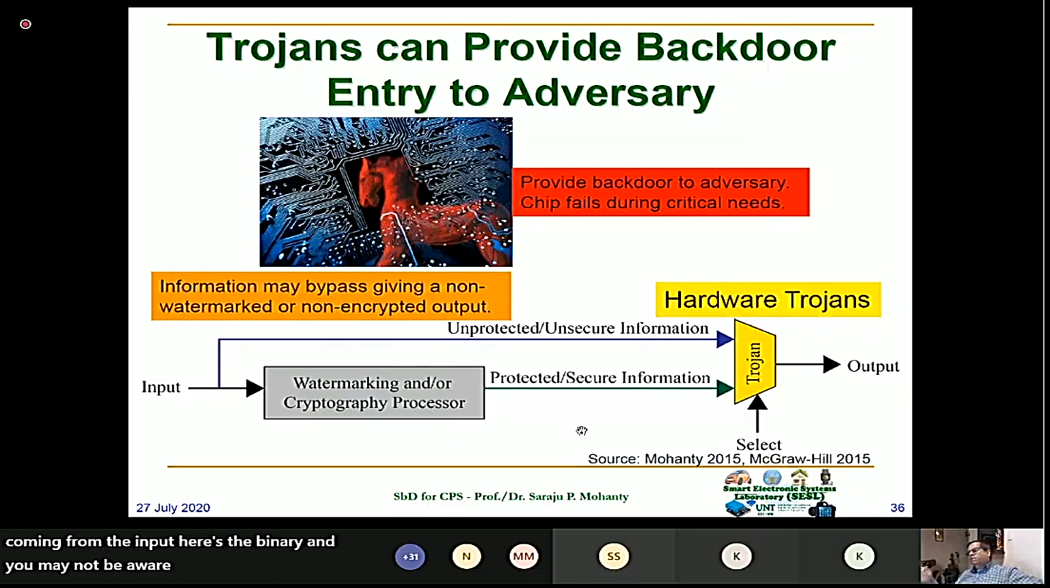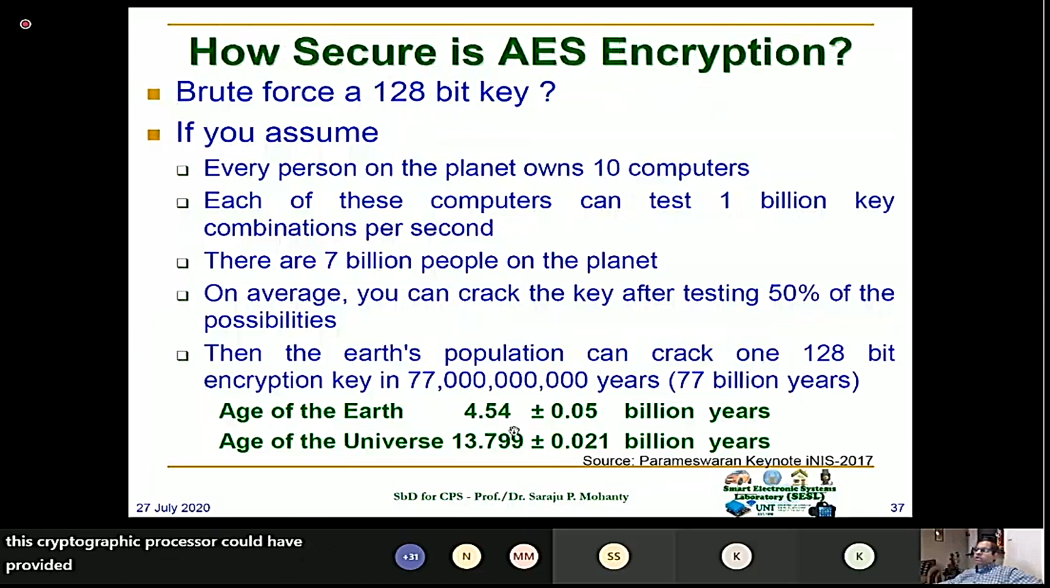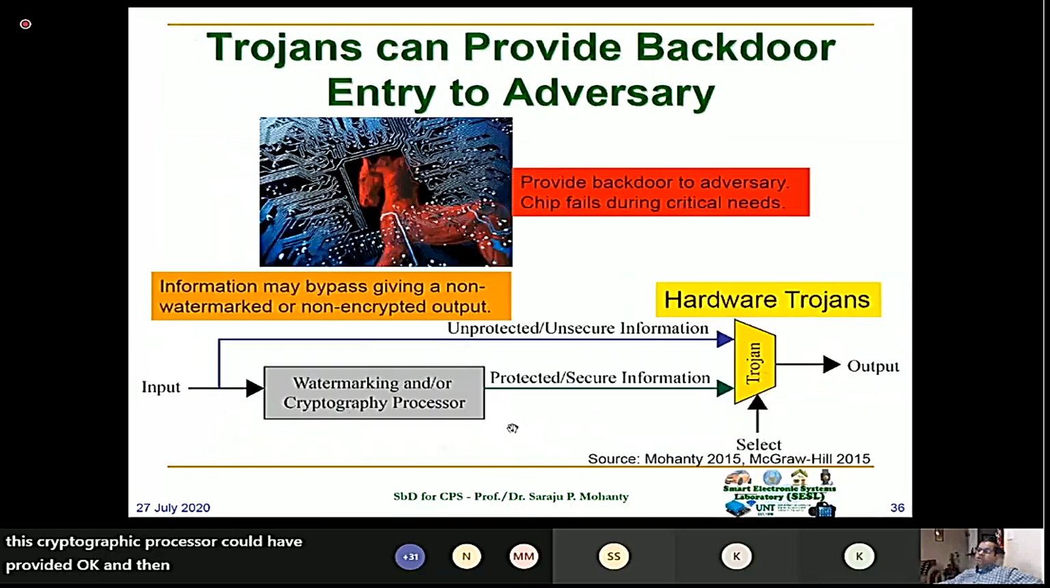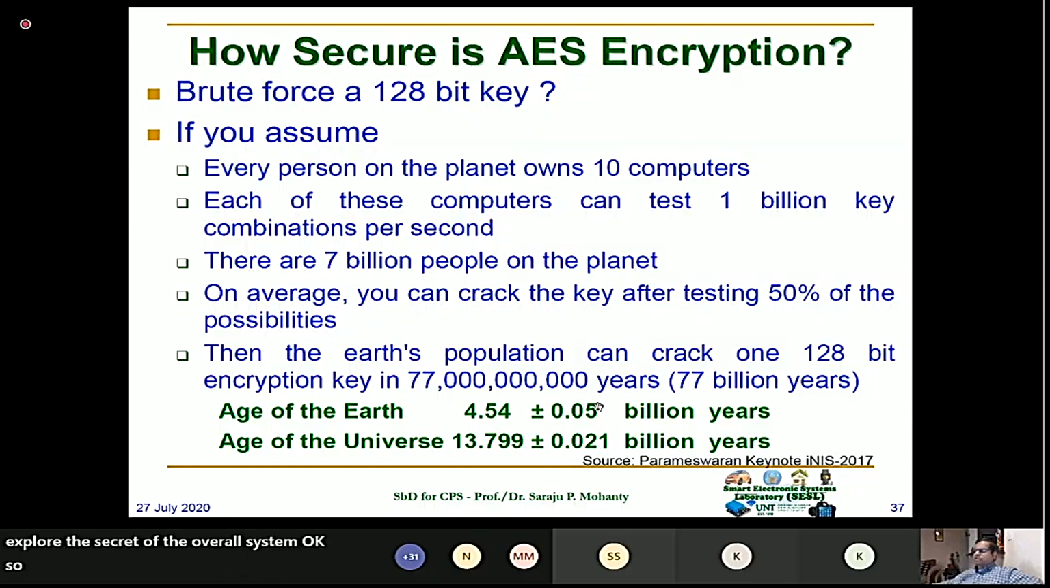So this is a simple example of how a simple design modification can create serious problems, and this signal here can be used to compromise the overall security that this cryptographic processor could have provided. This can be exploited when this encryption chip is part of a bigger system. It can be used to exploit the security of the overall system. So that can be serious for the CPS.